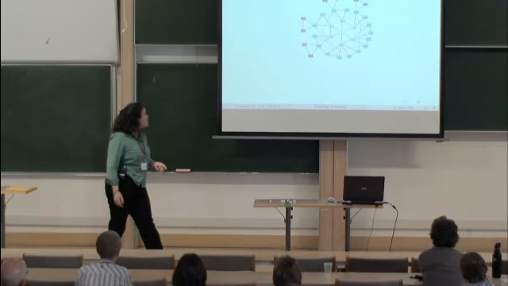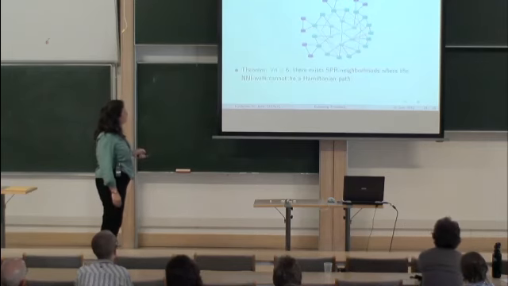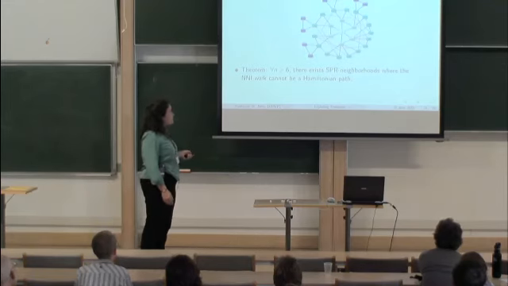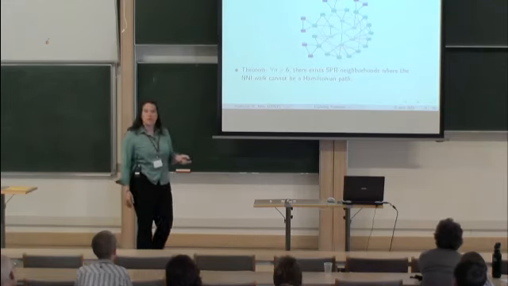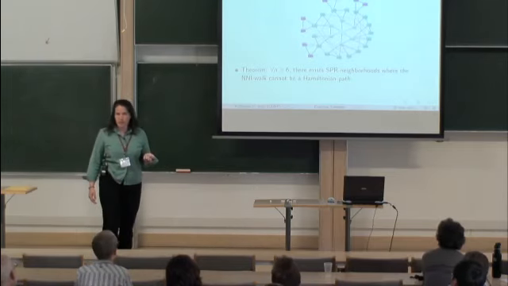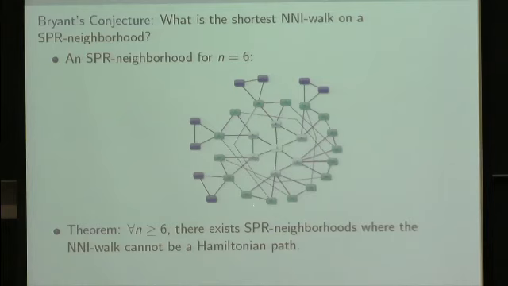And so what we showed in this paper is that for n greater than or equal to 6, there are SPR neighborhoods, namely the neighborhood of the caterpillar, which don't have a Hamiltonian path. If you look at this neighborhood, it's very clear that it doesn't, because of these isolated triangles, marked in blue. Any path that you start, let's say you start on this triangle, if you go up on one of these triangles, you have to come back down, so you don't get a Hamiltonian path. And we can show that for any length caterpillar, you get this shape.